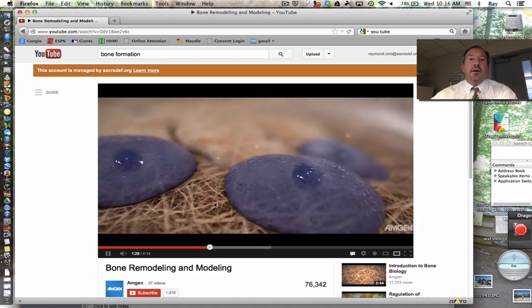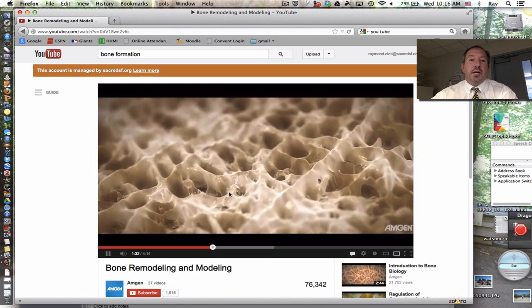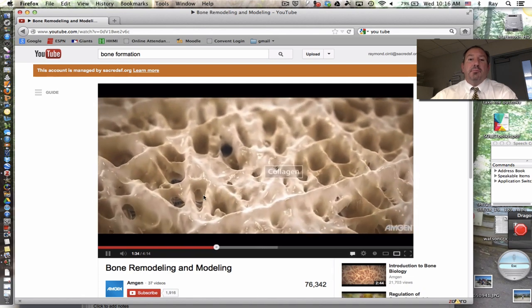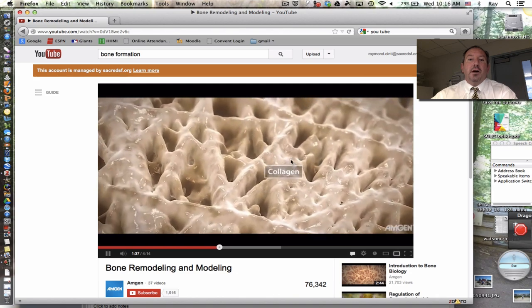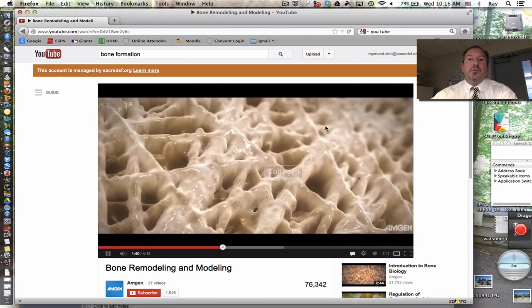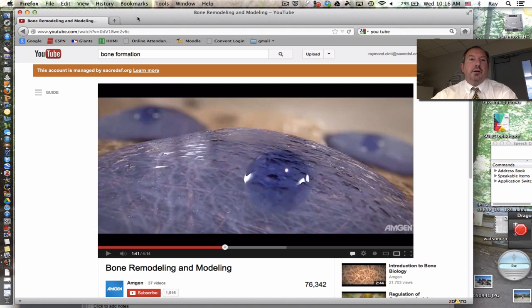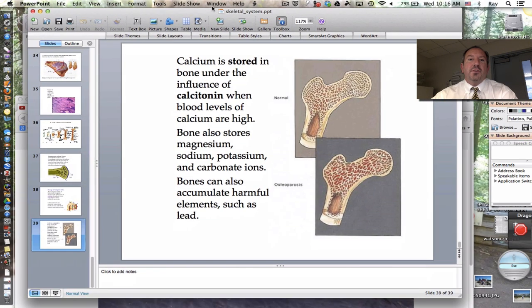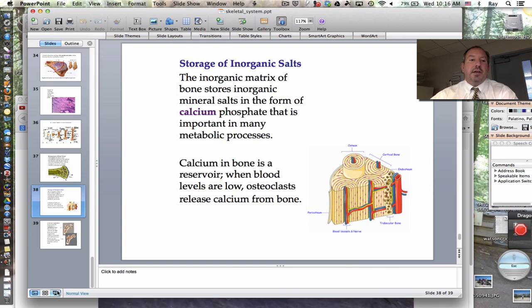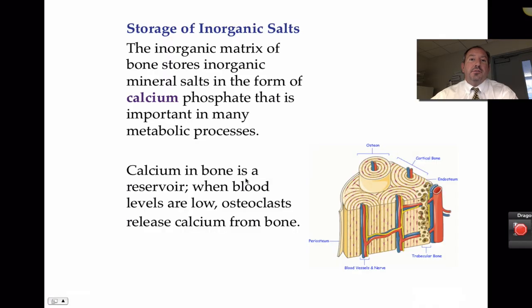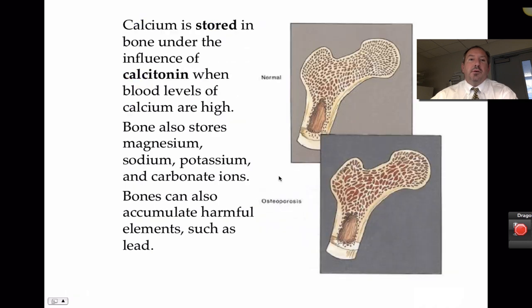So if you have a fracture and your bone is broken, the osteoblasts will be putting down this bed of calcium and also adding mineral salts. So that's kind of cool. What I want to say about that, in conclusion, is that bone in general is a great place to store salts. There's a lot of calcium and phosphate stored in the bone tissue that are released from osteoclasts. And what's interesting is this calcium exchange is under the influence of hormones.